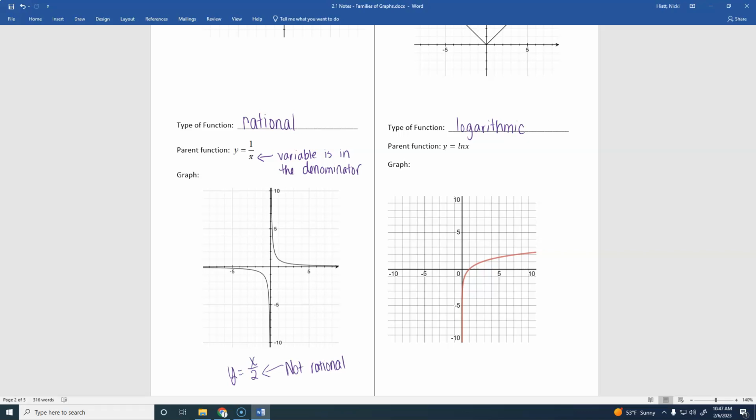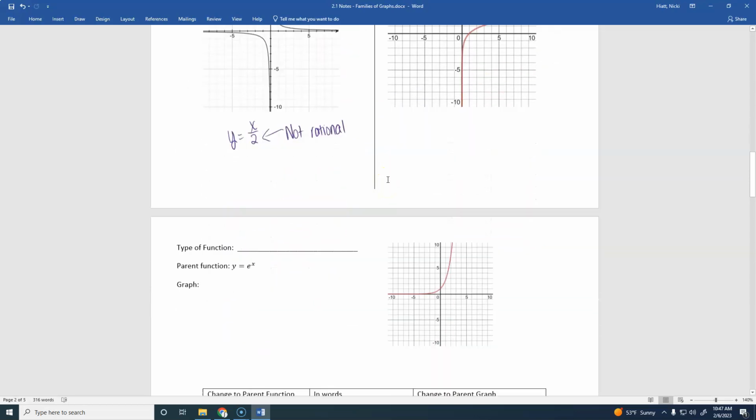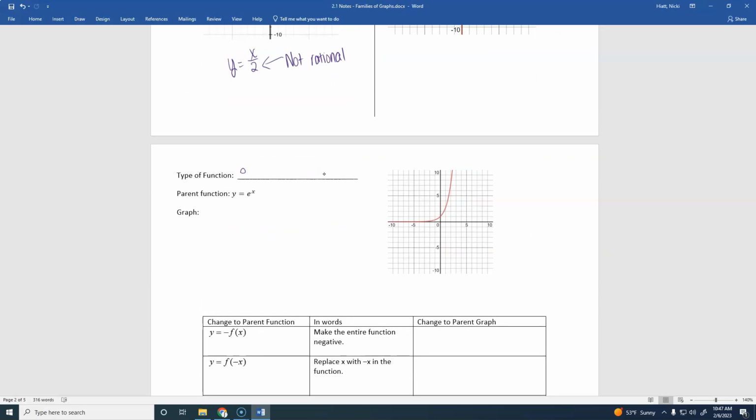This particular parent function, I use natural log, but really it could be whatever log with whatever base. So it could be the common log, or it could be log base 7. It's just log of the x there that you have there. And then our last one here is exponential. I use the parent function of y equals e to the x because it's one we're going to use very frequently, but it could be 2 to the x or 7 to the x or 10 to the x there.